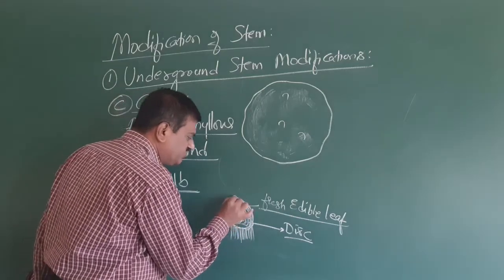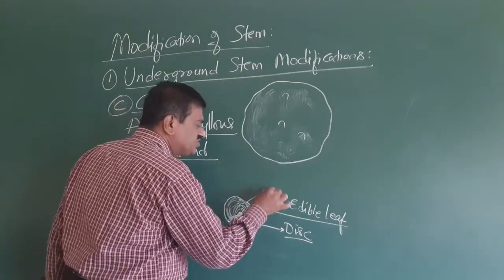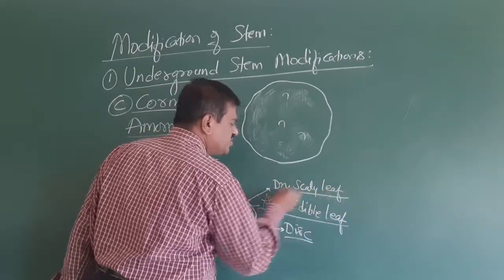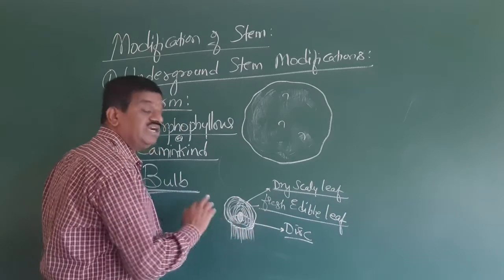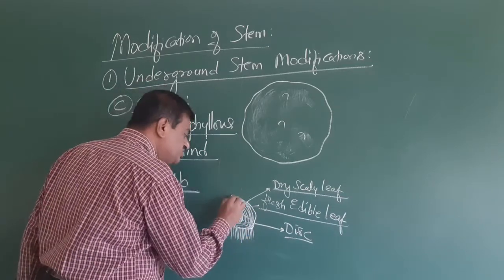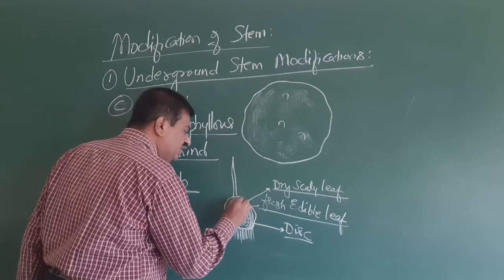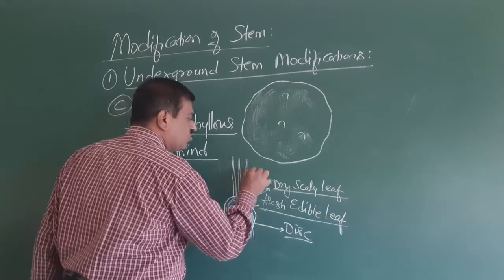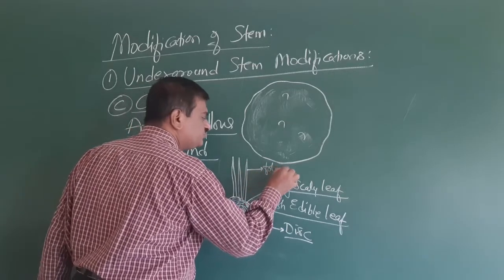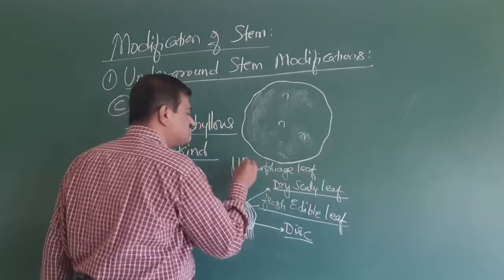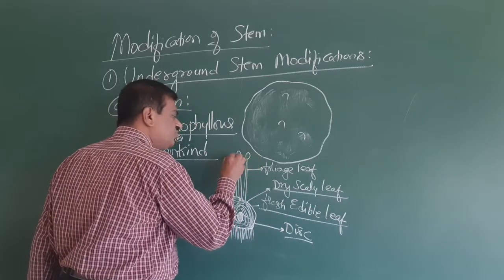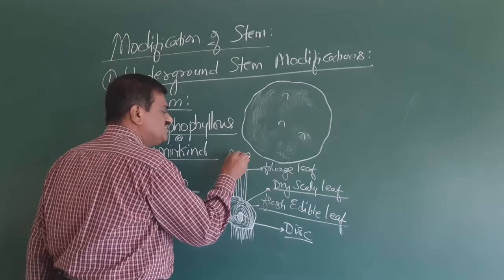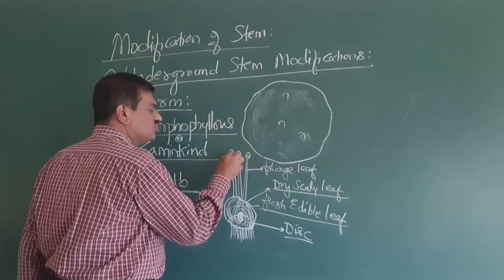At the outermost layer, there is a dry scaly leaf, which is cut, peeled out and removed when we take an onion. Above this, there are green, hollow, photosynthetic leaves called foliage leaves. Above this, there is an inflorescence, a group of white flowers.